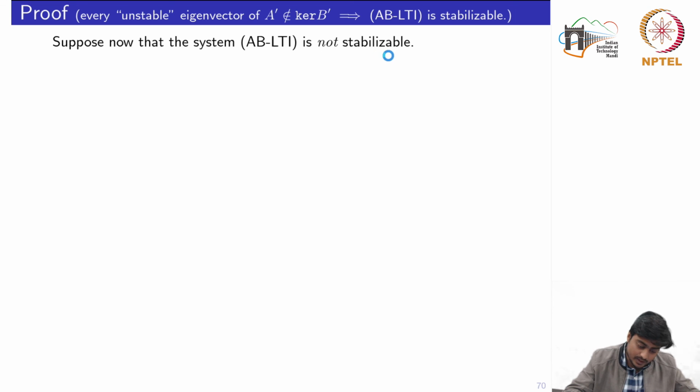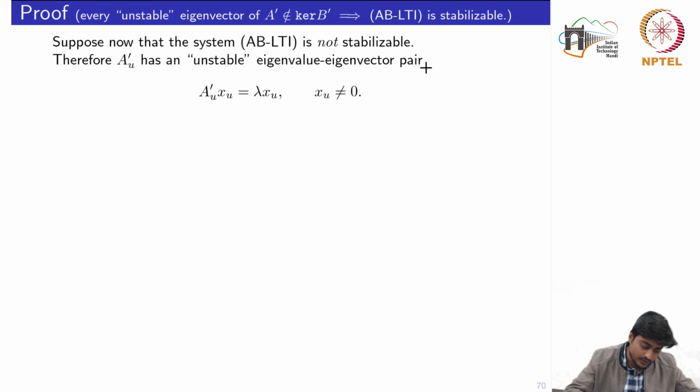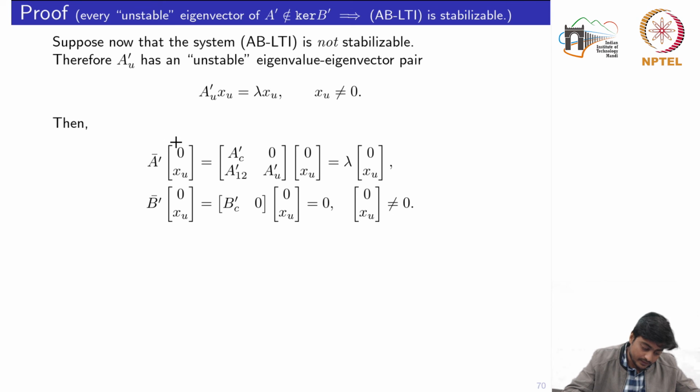Okay, so suppose that the system AB is not stabilizable. Therefore, what we had seen in the last part of the result is that AU transpose has an unstable eigenvalue-eigenvector pair which satisfies this one, with xu not equal to 0. Now here I have explicitly written that xe is already equal to 0, and xu is not equal to 0, that's why we are not writing xe and we are writing 0 in place of xe. This A bar transpose into x bar, having xe equal to 0, is equal to the transform matrix and the transformed state, which would be nothing but equal to lambda times U xu.